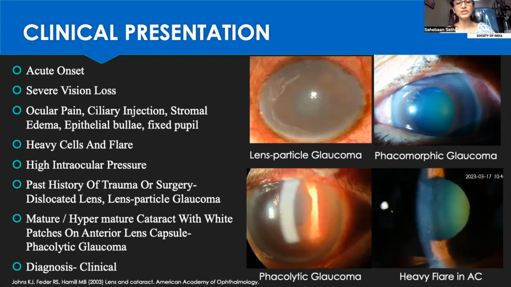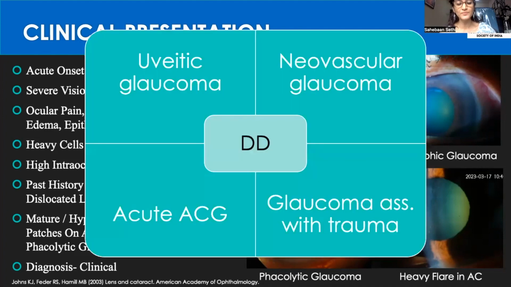Lens-induced glaucoma is essentially a clinical diagnosis. However, before surgery, a B scan is mandatory for you to understand whether there is any evident posterior segment pathology. Similar presentations also happen in other conditions which have to be kept in mind and ruled out.